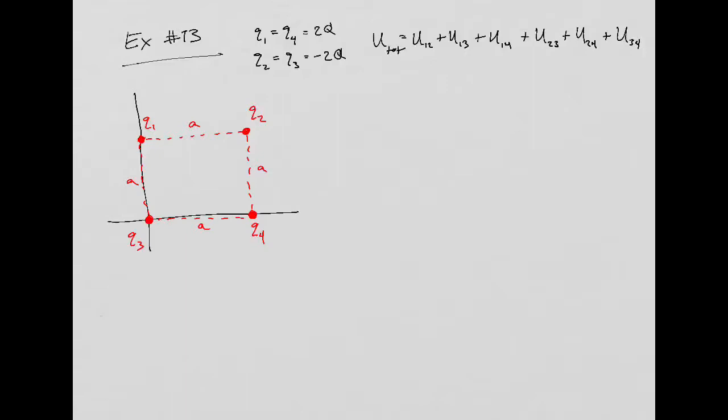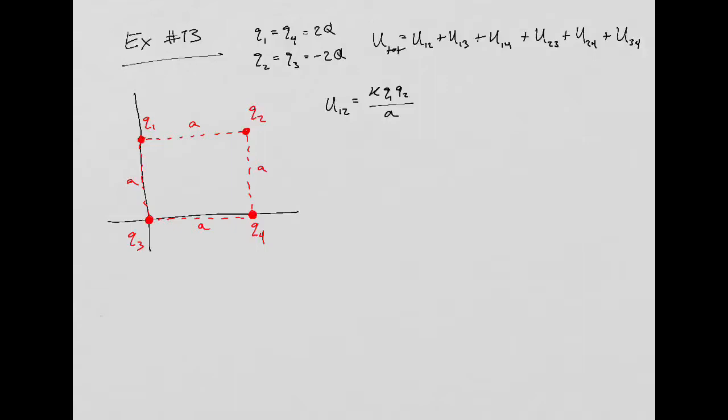So let's figure out what all of these individual ones are. We'll start with U12. Okay, this is going to be K, Q1, Q2, all over R. The distance between Q1 and Q2, let's just write it as A.